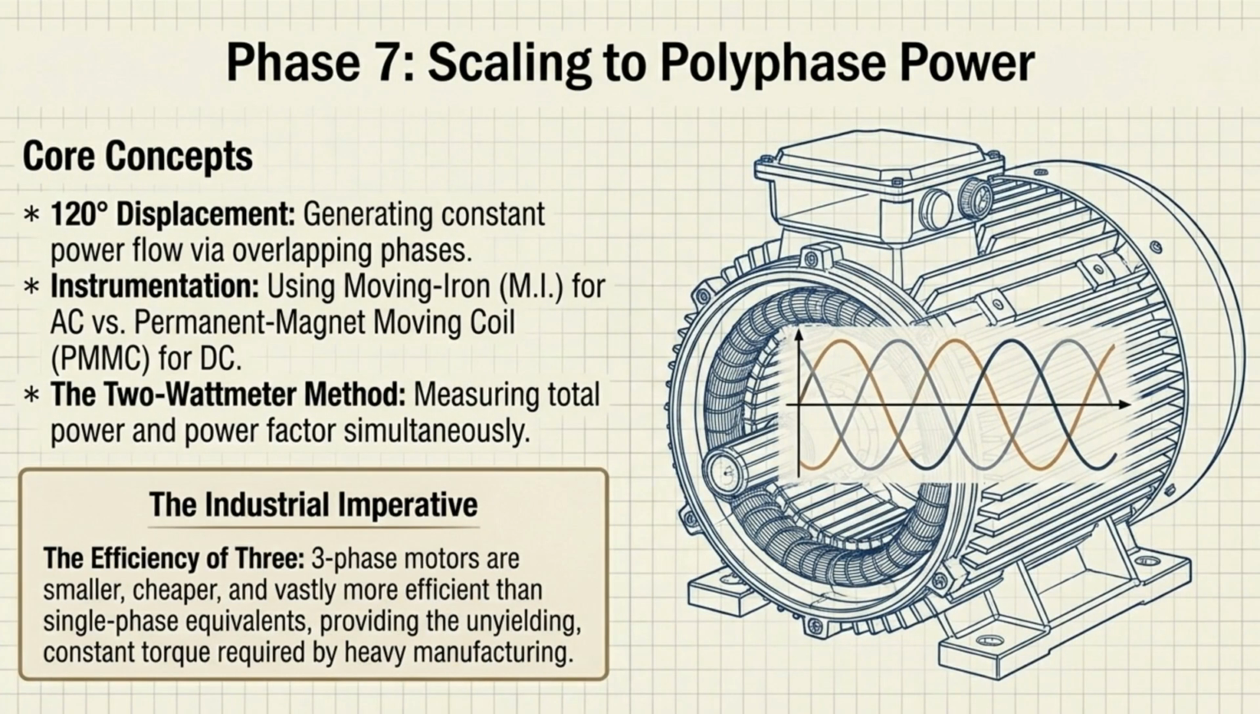Phase 7 scales to polyphase power, utilizing 120-degree displacement for constant power flow. The efficiency of three-phase motors makes them essential for heavy manufacturing, providing the constant torque required.